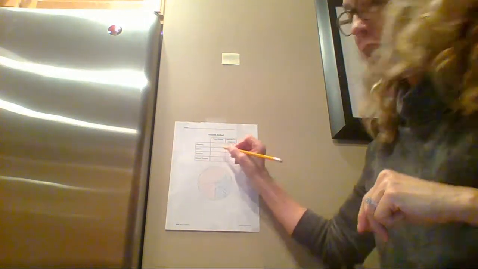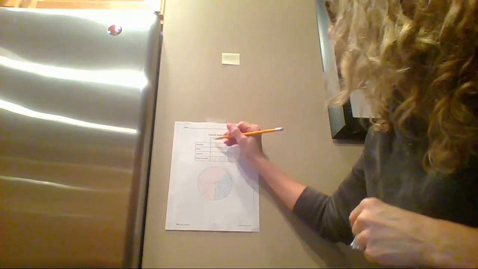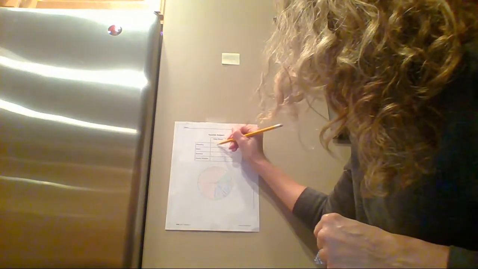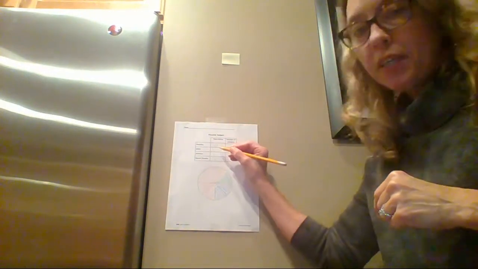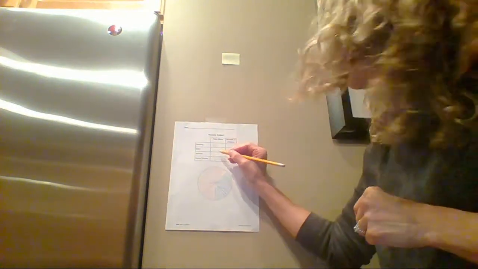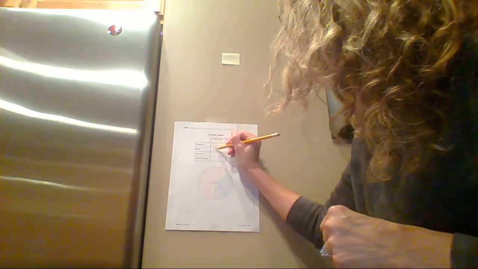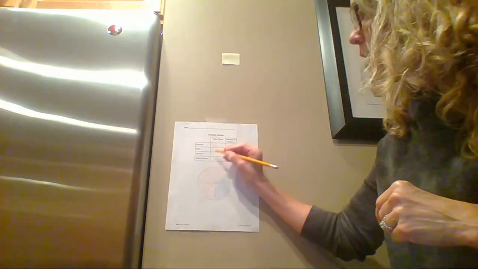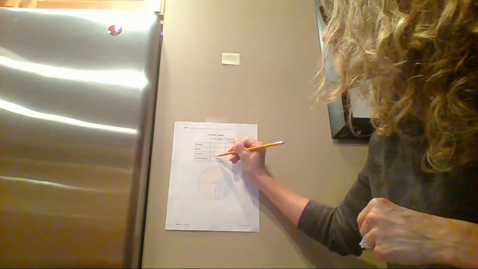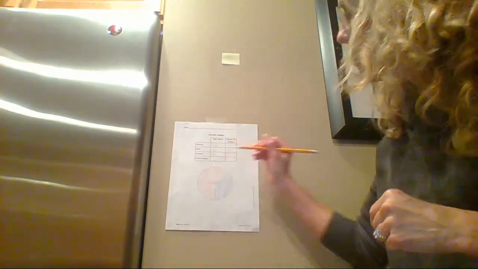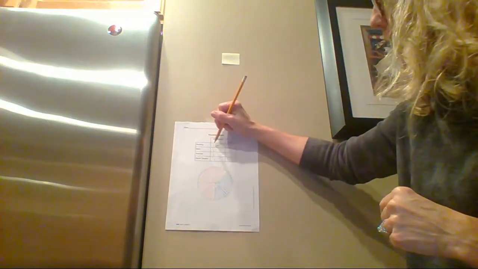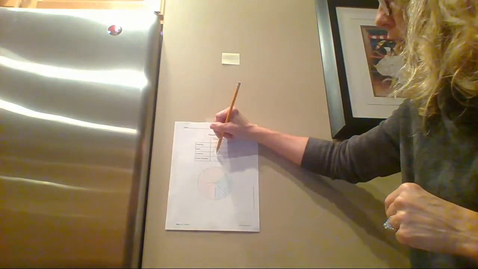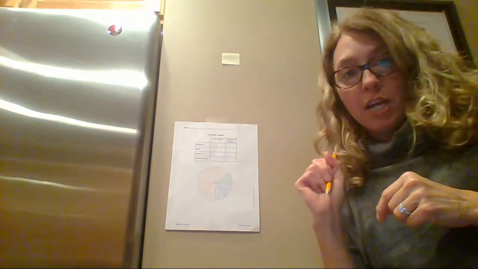Reading, we're going to pretend that 3 kids picked reading. So I have 3 tallies, 1, 2, 3. 2 of the kids that I asked picked math as their favorite, 1, 2. Science, 2. And social studies, 1. Let me make sure this adds up to 8. 1, 2, 3, 4, 5, 6, 7, 8. Okay, no more, no less. You have to have 8.